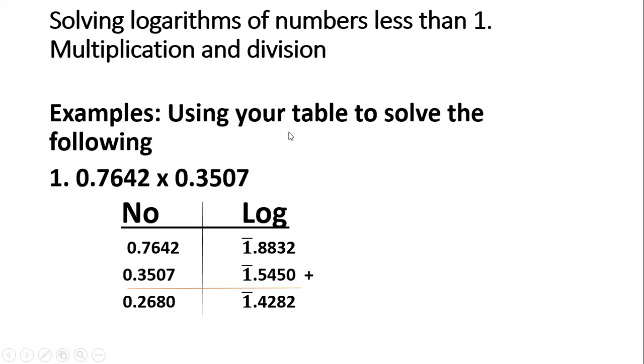So the first example, use the table to solve the following. Number 1: 0.7642 times 0.3507. Number, logarithm, column, table. Then integer now, because the first number here is under tenth. That's why we have raised power minus 1 by 1.